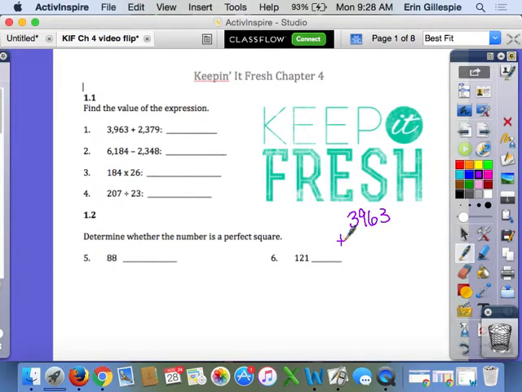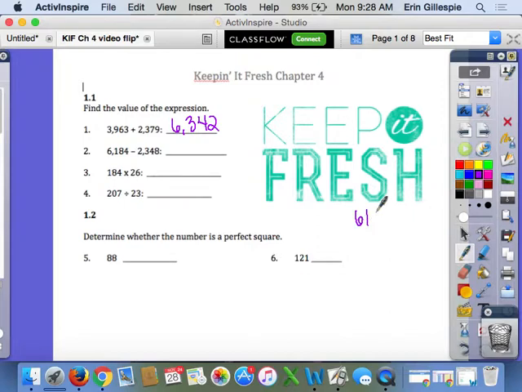3,963 plus 2,379. 3 plus 9 is 12. 1 plus 6 is 7. Plus 7 is 14. 1 plus 9 is 10, plus 3 is 13. 1 plus 3 is 4, plus 2 is 6. So that'd be 6,342. Next one, you're subtracting.